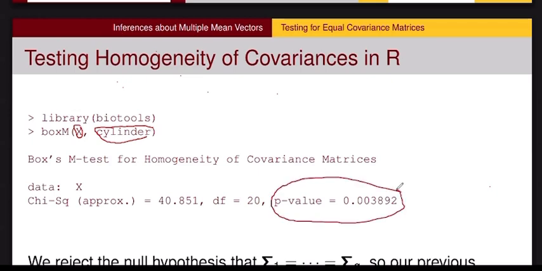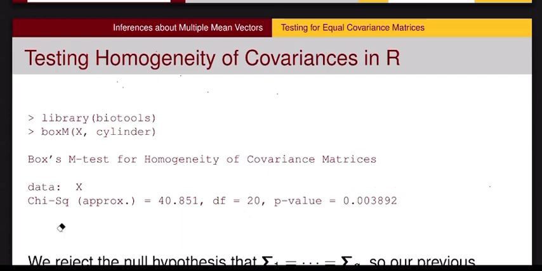Now, you just compare the p-value with the level of significance. If you take a look at this p-value, and it is less than 0.05, then it means you're actually going to reject.